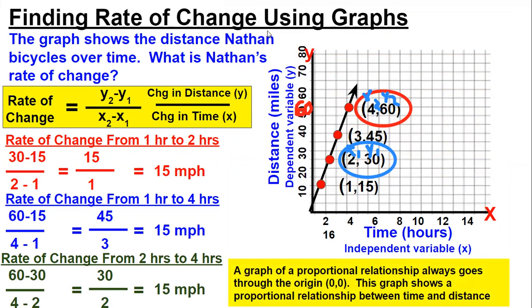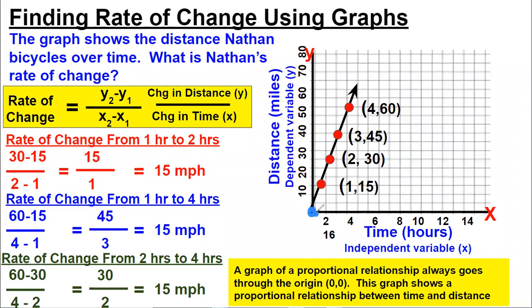A graph of a proportional relationship always goes through the origin. Remember I said that in a previous lesson. Here's the origin, 0, 0 is the origin. So the graph shows a proportional relationship between time and distance. So we know it's proportional. We didn't have to actually go through all of that calculation, because all we had to do is look at the graph and see that it goes through the point 0, 0. However, you still need to do the calculations because you're going to be doing a lot of this. So yes, you do have to do the calculations. Okay.